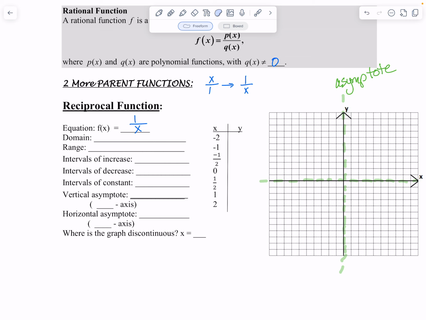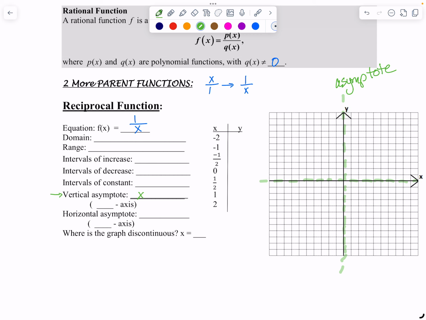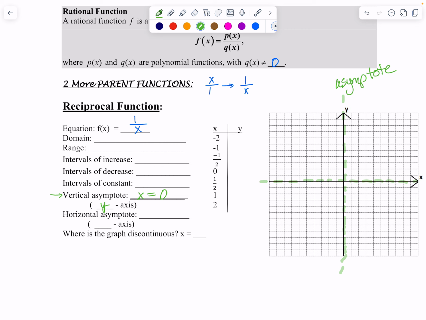Let's go ahead and write the equation of these asymptotes. The vertical asymptote, your vertical is always going to be an x equals. It's an equation of a line. So it's x equals 0. When x is 0, that's just going to be your y-axis. The horizontal asymptote is going to be y equals 0. That's going to be your x-axis.